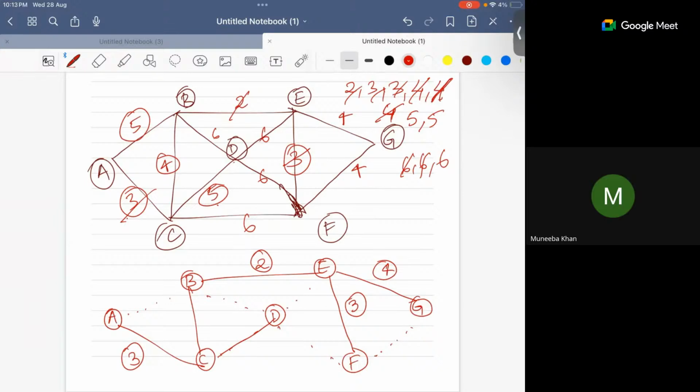So this is your connected graph, because you can see that all the vertices are connected, right? And if you make one extra edge, it will form a cycle. So this is your minimum cost spanning tree. What is the cost of making this? 3 plus 5 is 8, plus 2 is 10.